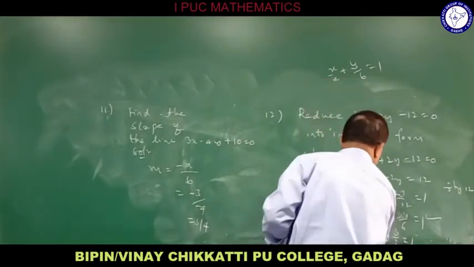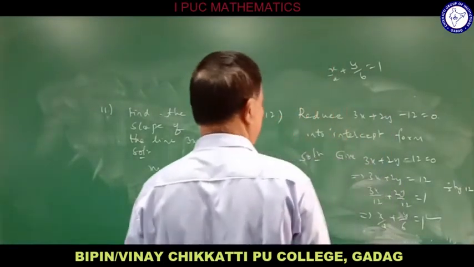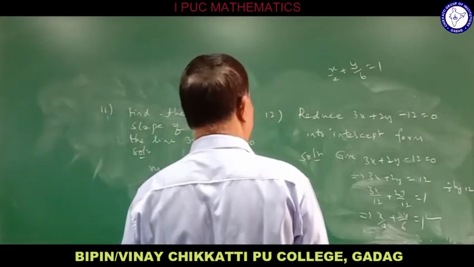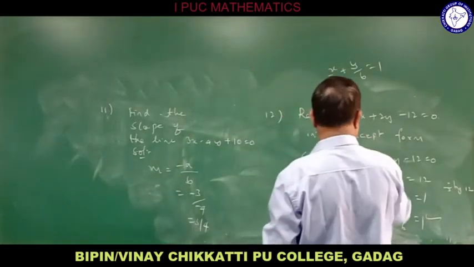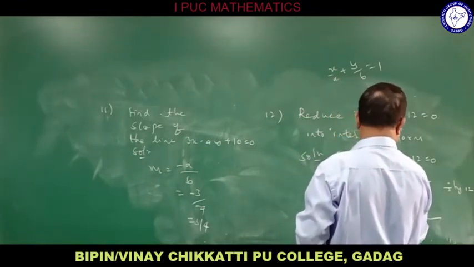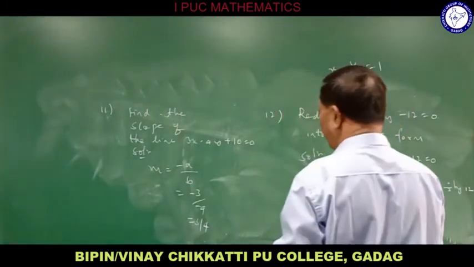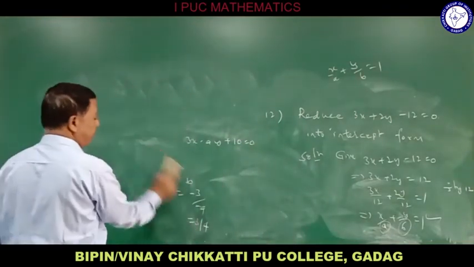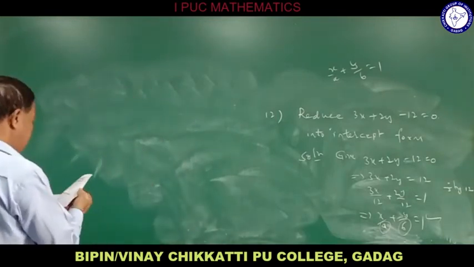Then what will be the answer here? You see this y by 6: 3 ones are 3, 4s are 2 ones are 2s. So x by 4 plus y by 6 is equal to 1. And now you can write how you can reduce to the intercept form, x by a plus y by b equal to 1, where this is the x-intercept and this is the y-intercept. This is the way we reduce to intercept form from the general form. So here you have understood the intercept form.